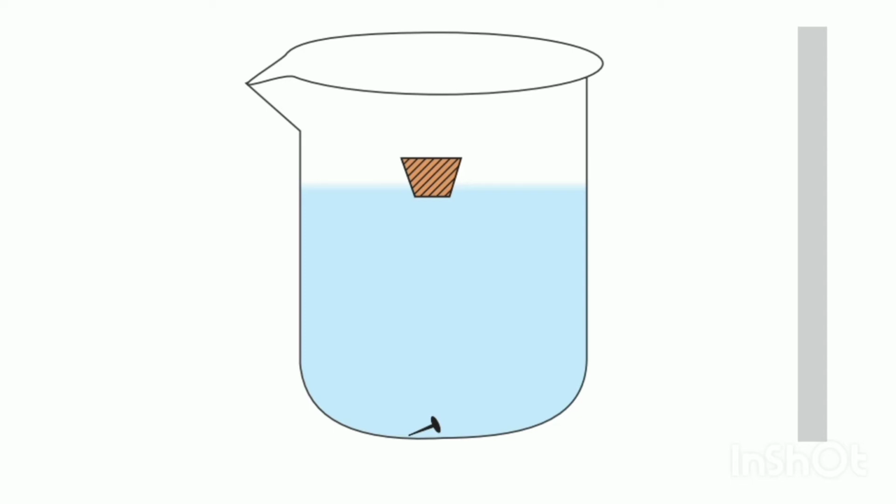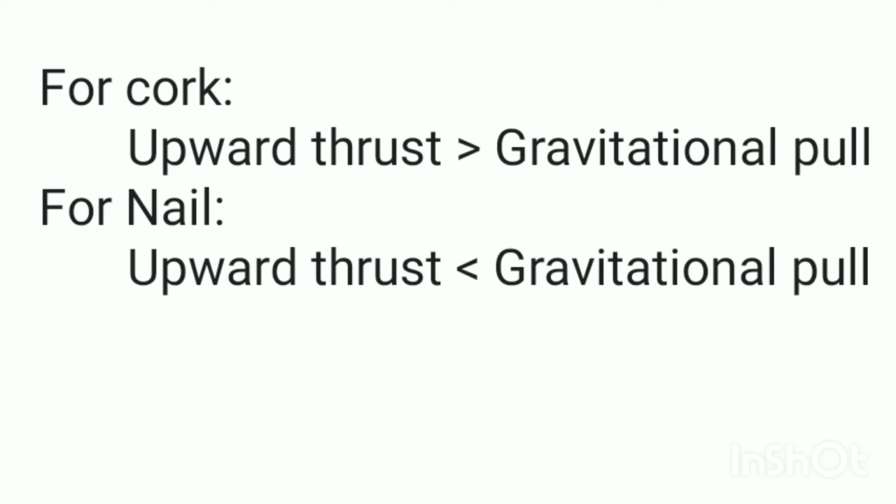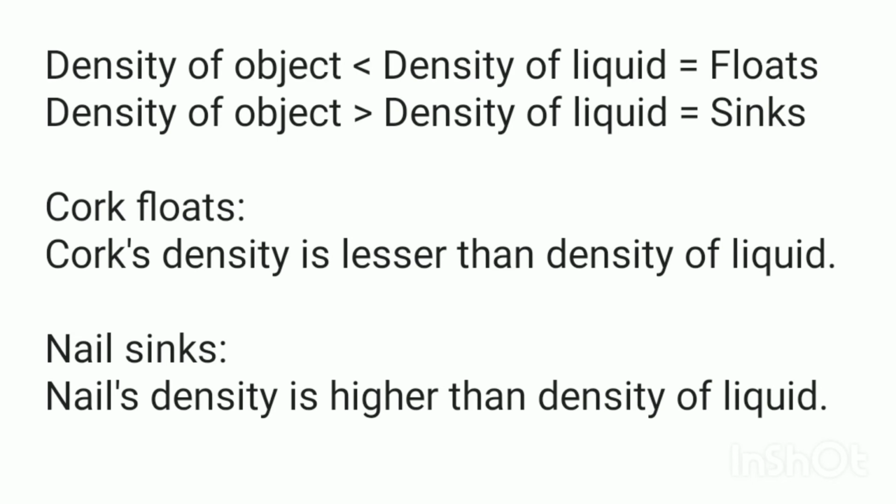Of course, the nail also experiences the upward thrust and the cork also experiences a gravitational pull. Then why does the cork float and the nail sink? Here is the reason. The upward thrust will be greater for the cork and the gravitational pull will be greater for the nail. The basic science behind this experiment is that if the object has less density than the liquid's density, it floats. If the object has higher density than the liquid, it sinks. From this statement it is clear that the density of the object has to be less than the density of the liquid in order to float.